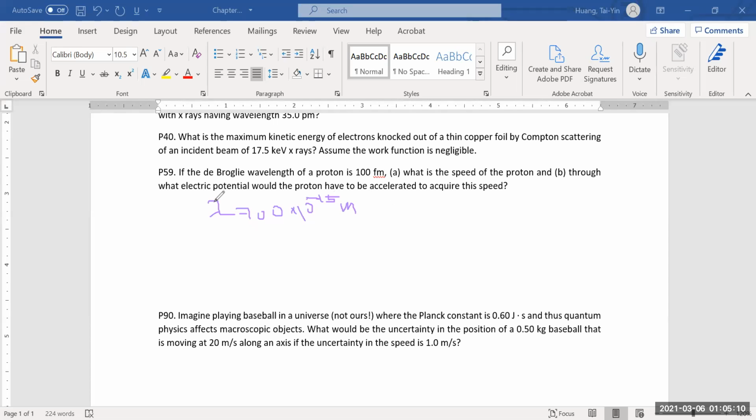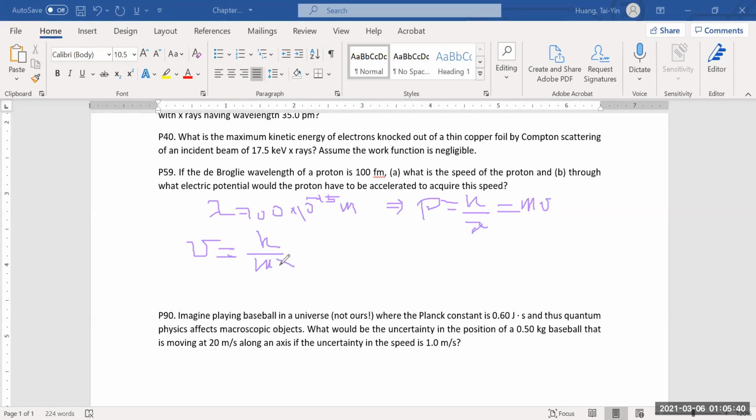Because this is the wavelength, the momentum and wavelength are related to each other. So p is equal to h over lambda. We also know that p is equal to mv, so you can see the relation between the wavelength and the velocity. For part A, we find the velocity. So v is equal to h over m lambda.